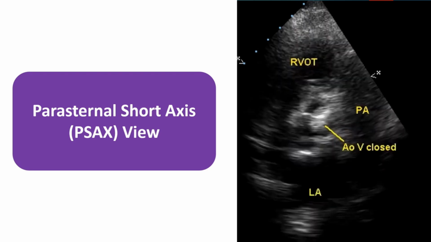Parasternal short axis view at the level of the aortic valve showing the aortic valve in closed position with significant thickening and calcification. The valve appears tri-leaflet rather than bicuspid.